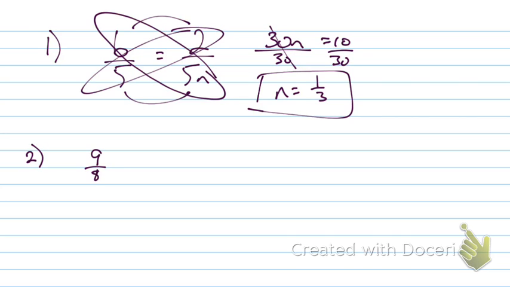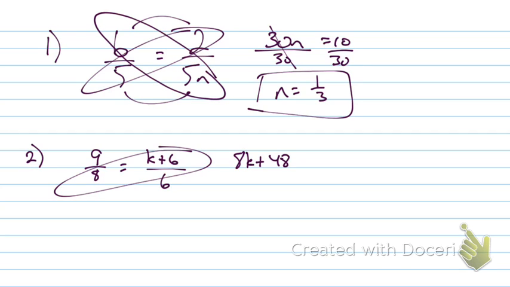Next one, 9 is to 8, as k plus 6 is to 6. So we got a binomial. You don't know that word over here, but this is called a binomial. Two terms. So what did we know about cross products with proportions, guys? They are always what? Equal. So same idea. If I multiply 8 times k plus 6, I get 8k plus 48. If I multiply 9 times 6, I get 54. And I know that this is true. The cross products are equal.